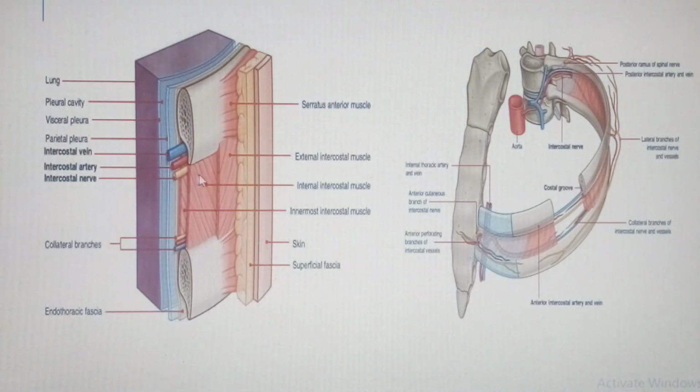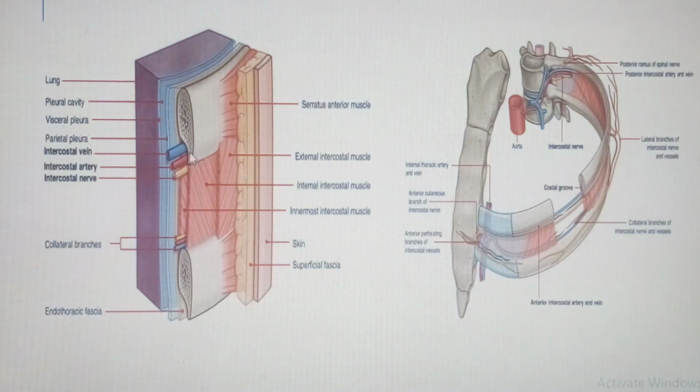Now in between the internal intercostal muscle and of course the innermost intercostal muscle, we are going to have the neurovascular bundles running there. And with the mnemonic VAN, you can know the positions. The superiormost structure is the intercostal vein, followed by the intercostal artery, and then the intercostal nerve. So VAN: vein, artery, nerve, in that manner.